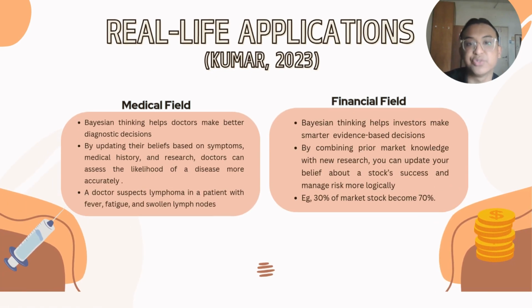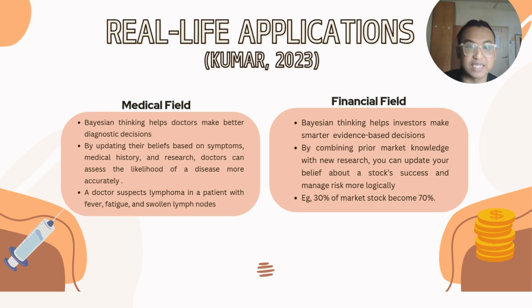Alright, the last one is real life applications by Kuma 2023. So I gave two examples here, which are the medical field and the financial field. In the medical field, it helps doctors make better diagnostic decisions because they read the symptoms and medical history and do some research. And finally, the doctor can assess the likelihood of a disease more accurately. For example, when a patient has fatigue or swollen lymph nodes, the doctor can suspect the disease as lymphoma. So that's the medical field.